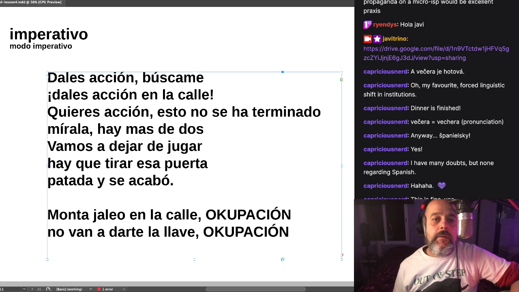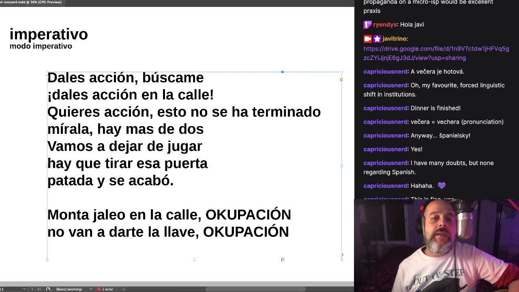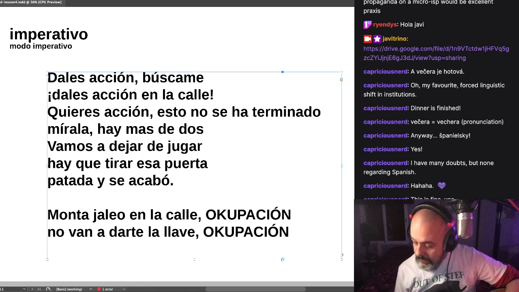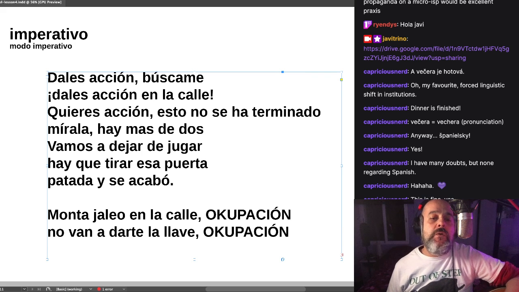Dale esa acción, búscame. Dale esa acción en la calle. ¿Quieres acción? Esto no se ha terminado. ¿Quieres acción? Esto no se ha terminado. Mírala, hay más de dos. Vamos a dejar de jugar, hay que tirar esa puerta. Patada y se acabó. Monta jaleo en la calle, ocupación. No van a darte la llave.